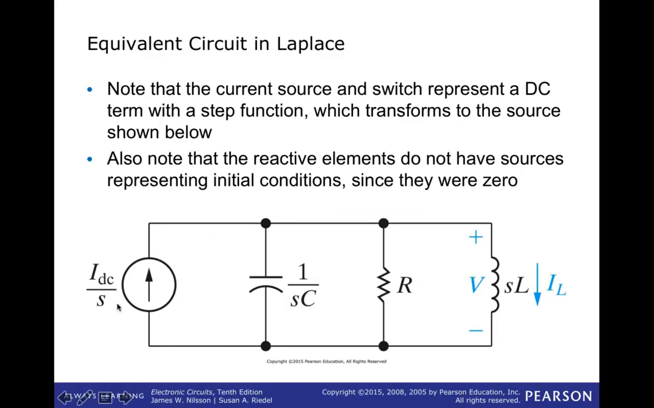So here's what that circuit looks like. Notice here's that DC current source, now divided by s to represent the fact that it was switched on at t equals 0. The capacitor has been transformed into a capacitive impedance. The inductor has been transformed into an inductive impedance. The unknown voltage and currents across the inductor have been transformed into functions of s because they are capitalized. And notice that there are no sources present in series or parallel with the capacitive and inductive impedances because those initial conditions were 0.